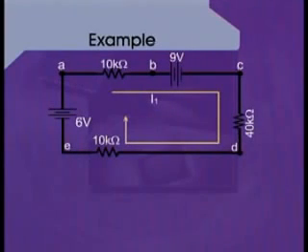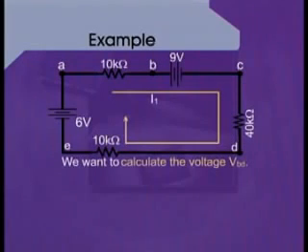The slide shows, first of all, there are two independent voltage sources involved in this circuit, whereas there exist three resistances. We want to calculate the voltage between the points B and D.